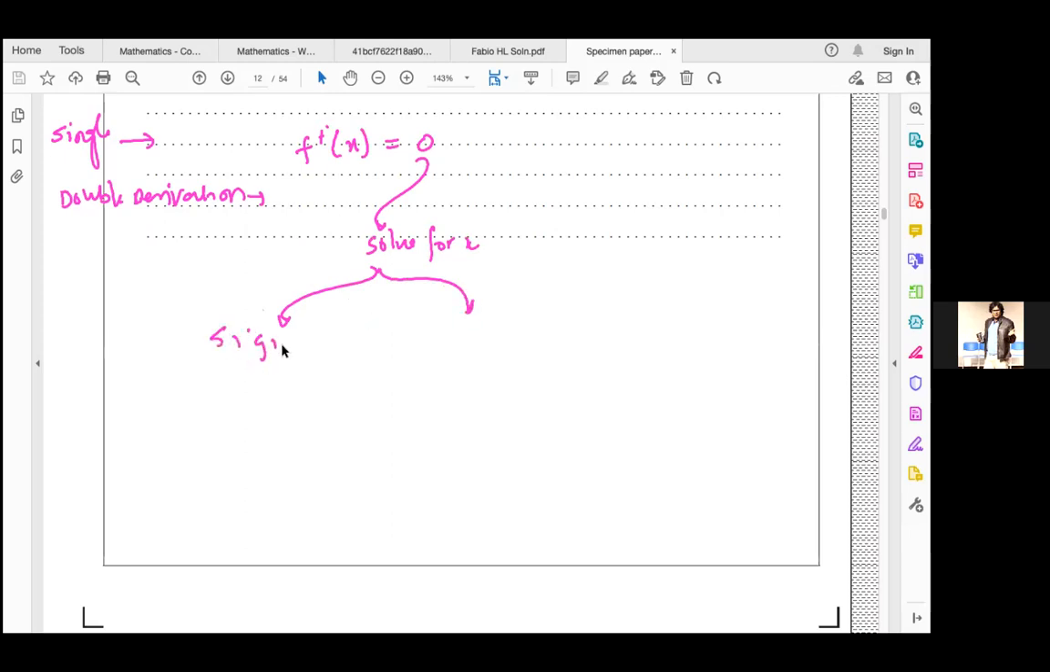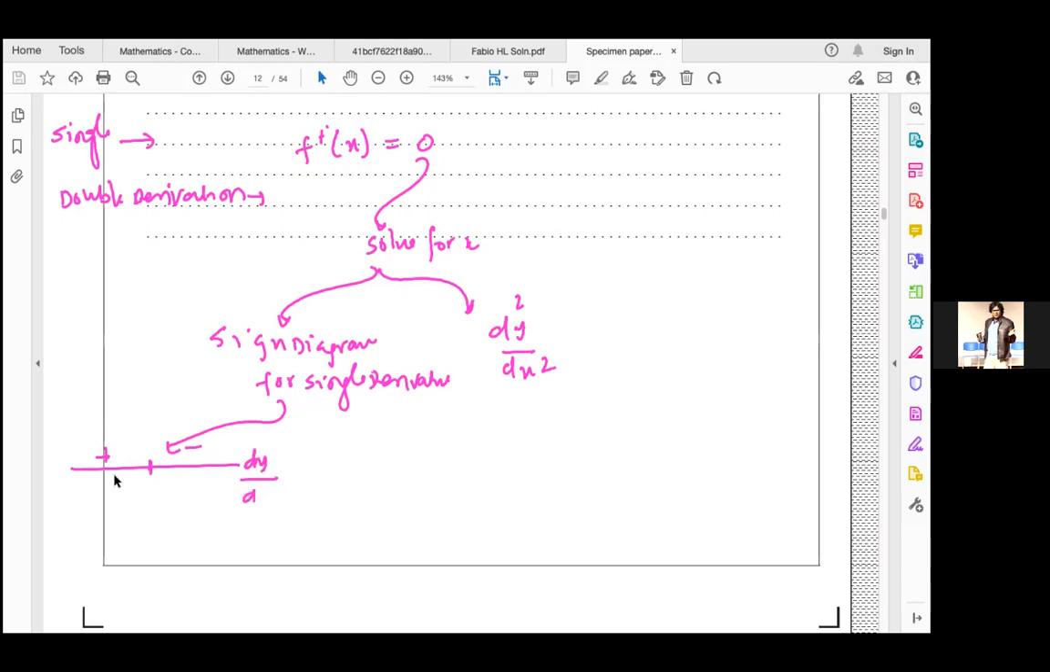Either you draw a sine diagram for the single derivative, or you find out the second derivative. I'll just first complete this part. So sine diagram, if it is changing from positive to negative, this is a derivative sine diagram, it is obviously increasing and then decreasing. It's a maximum. And if it changes from negative to positive, it's a minimum. What is really important is, what if it doesn't change?